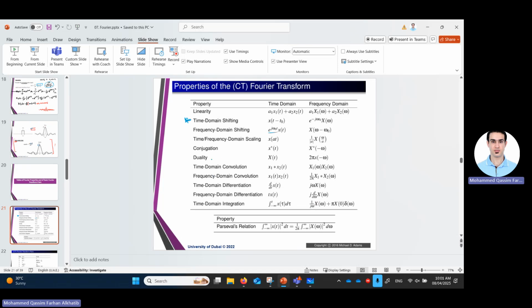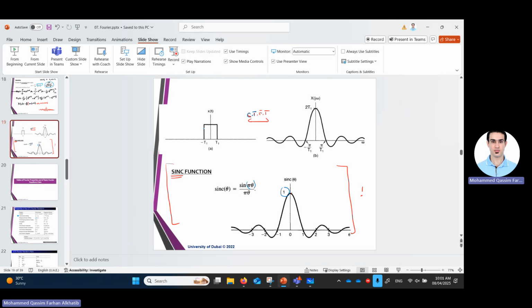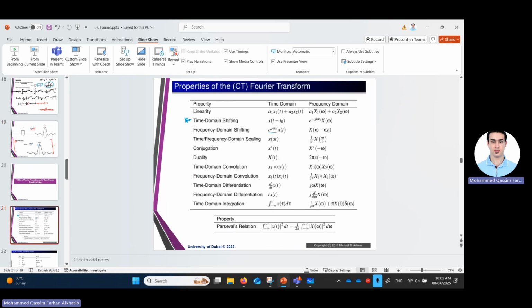There is a principle we call the duality principle. Let's say, for example, here, the rectangular waveform in time domain led to a sinc waveform in frequency domain. So if I have a sinc waveform in time domain, it will lead to a rectangular waveform in frequency domain. That's what we mean by duality principle. That's what Fourier pairs are. So that's the duality: x of t, here you have it as a Fourier transform, you will have the function here.